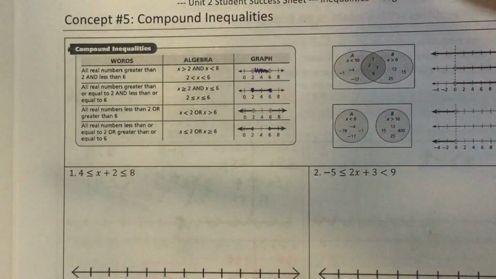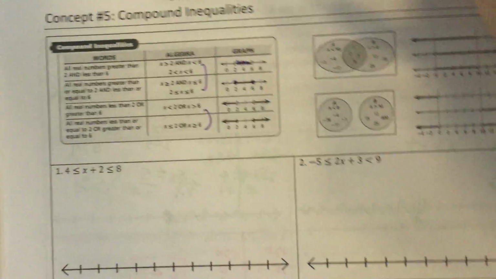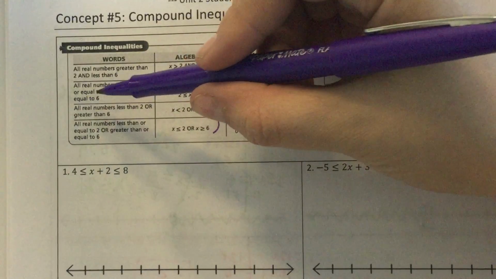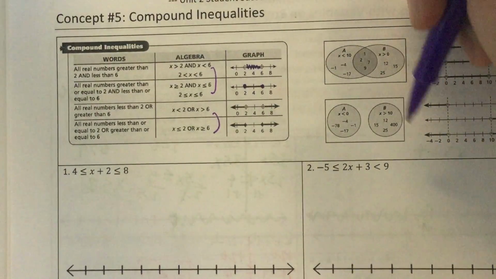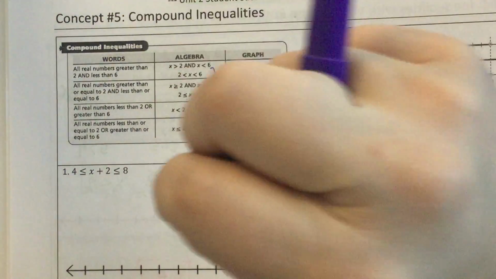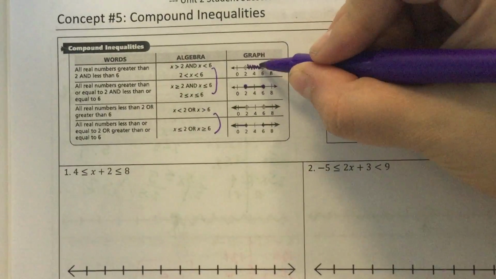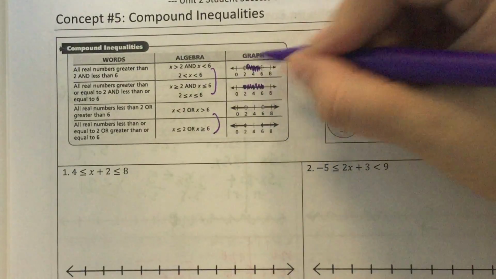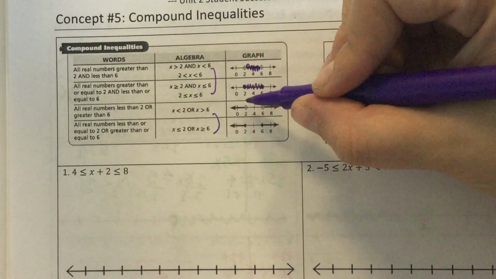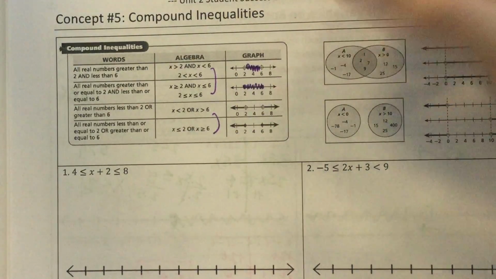Okay? So these are the "and" inequalities. These ones are the "or" inequalities. The "or" inequalities look like this. All real numbers less than 2 or greater than 6. I cannot have a number that is both less than 2 and greater than 6. So that's why we put "or". I split up the number line. If you notice, these ones have a shaded area that's common with the "and" inequalities. With the "or" inequalities, we're going to have a split number line. We're going to go in opposite directions, okay?